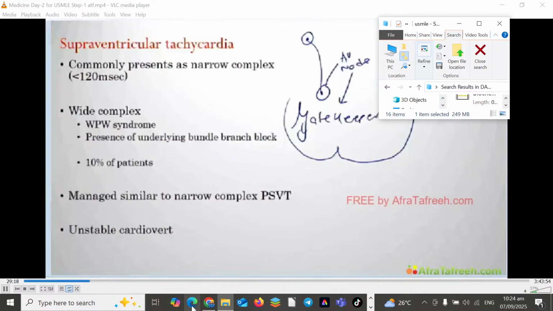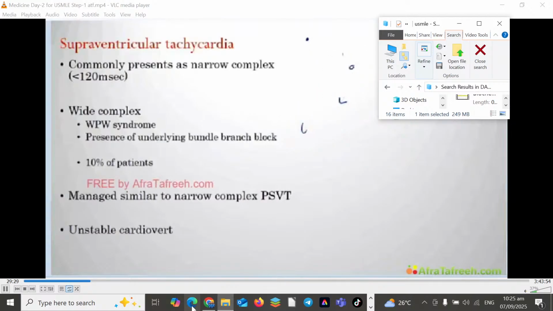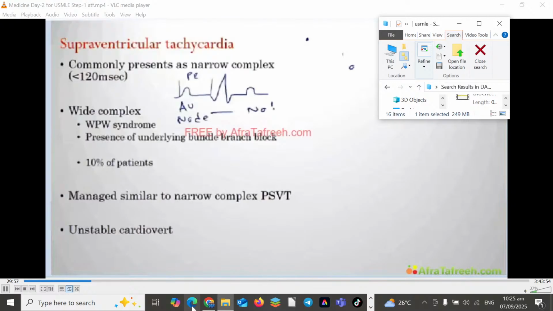AV node will not allow some impulses to travel through to the ventricles. It will allow some impulses to travel through to the ventricles. How does the AV node manifest on the EKG? It manifests via the PR interval. The PR interval is because of the AV node, and this is called the nodal delay.